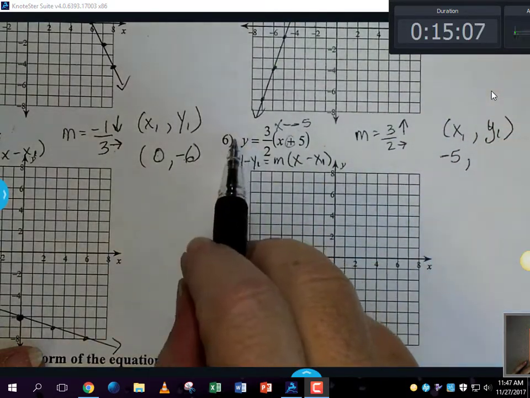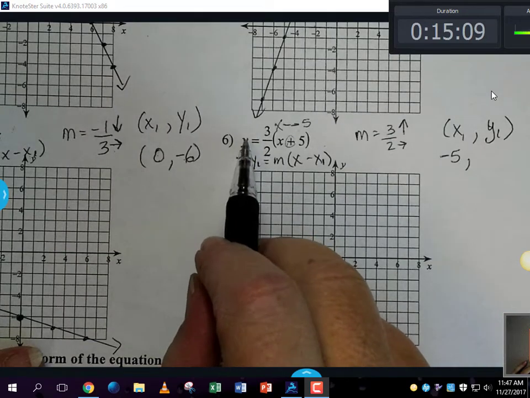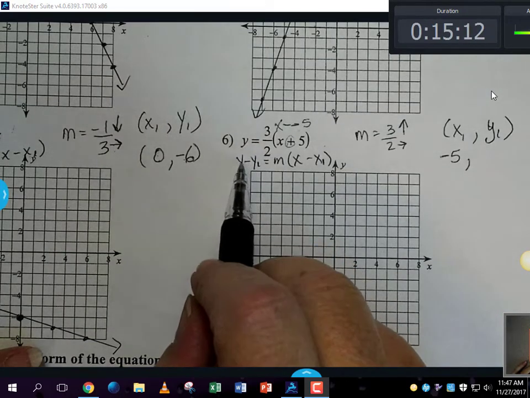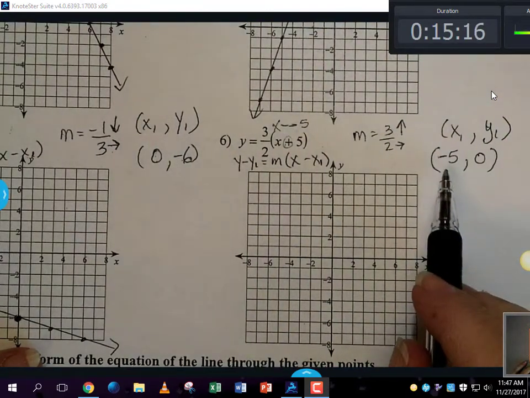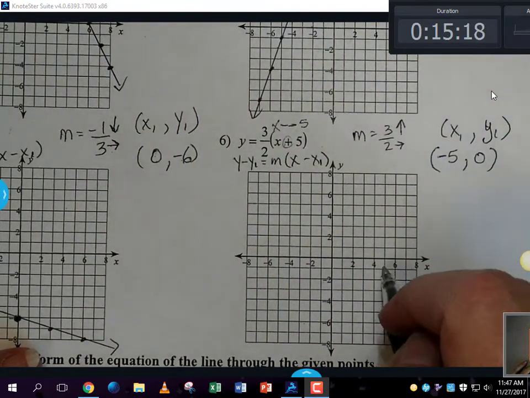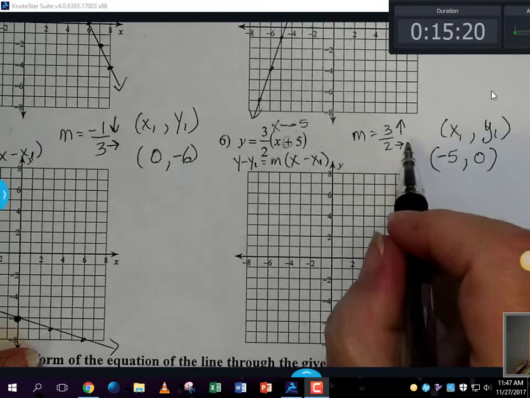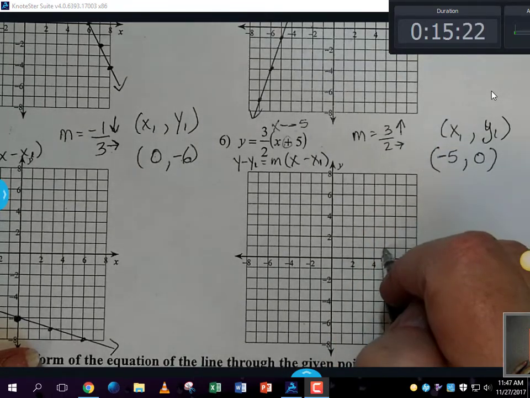Y sub 1, no y sub 1. I just see y. I don't see any more numbers, which means that number had to be 0. Okay, so I'm going to start at negative 5 comma 0. And I'm going to go up 3 and right 2.